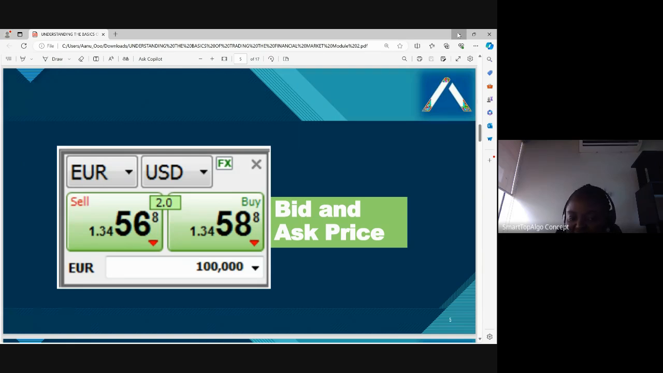The ask price is the price at which the broker will sell the base currency in exchange for the quote currency. This means the ask price is the best available price at which you can buy from the market. When I say you are selling to the broker, remember the broker is just like a middleman.